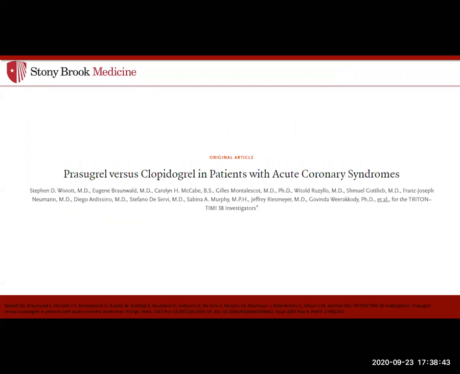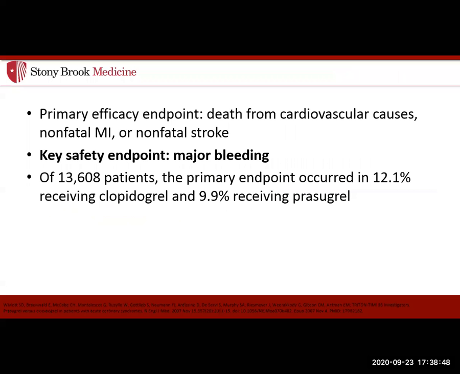So now talking about the study of prasugrel versus clopidogrel in patients with acute coronary syndromes. This study looked at primary efficacy endpoints of death from cardiovascular causes, as well as non-fatal MI and non-fatal stroke. They also looked at a key safety endpoint of major bleeding. What they found was that of the 13,000 patients, the primary endpoint occurred in fewer patients receiving prasugrel, around 10% compared to around 12% in the clopidogrel group. So this showed that prasugrel was protective in preventing death from cardiovascular causes as well as MIs and strokes.